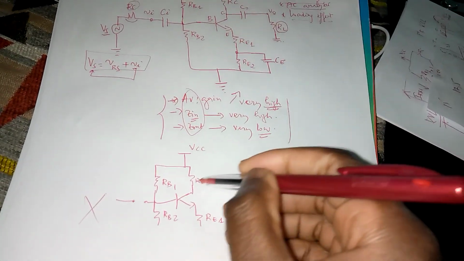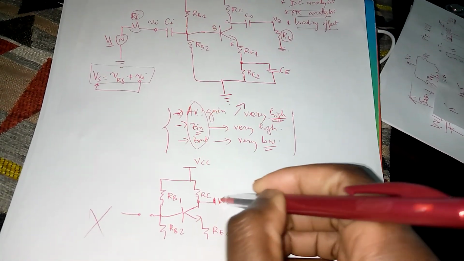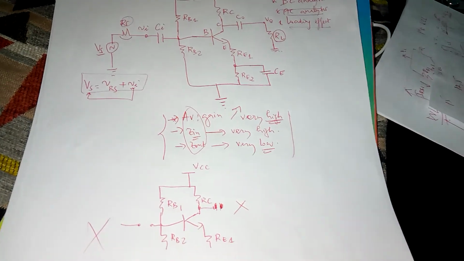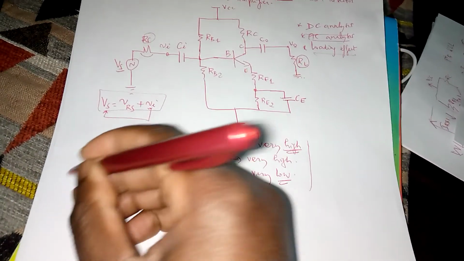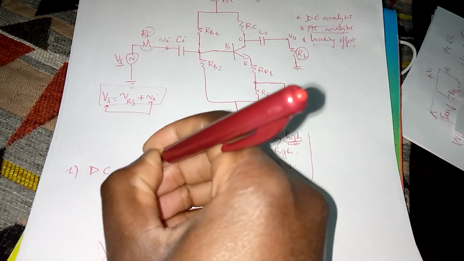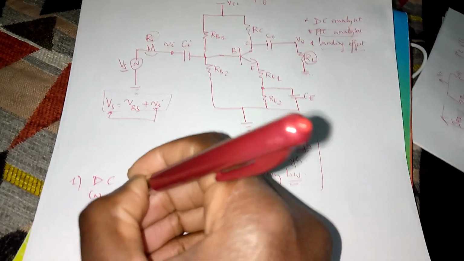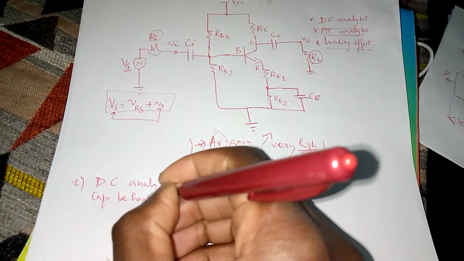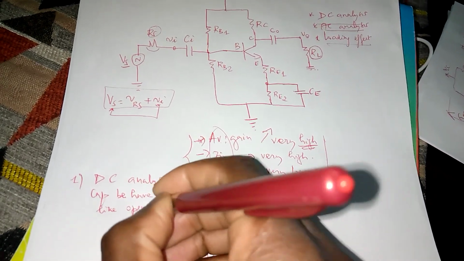At the collector there was also a capacitor, so it behaves like an open circuit, so the rest of that part is cut out, DC analysis wise, because of course we are on step 1, which is DC analysis, where capacitors behave like open circuits.